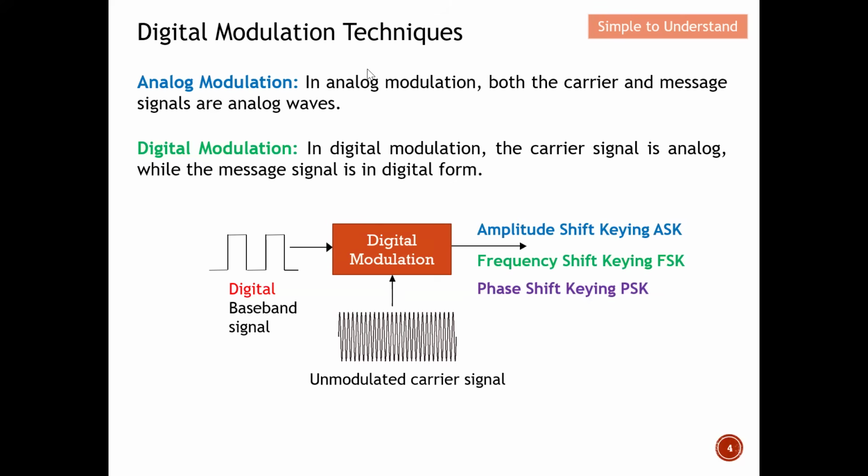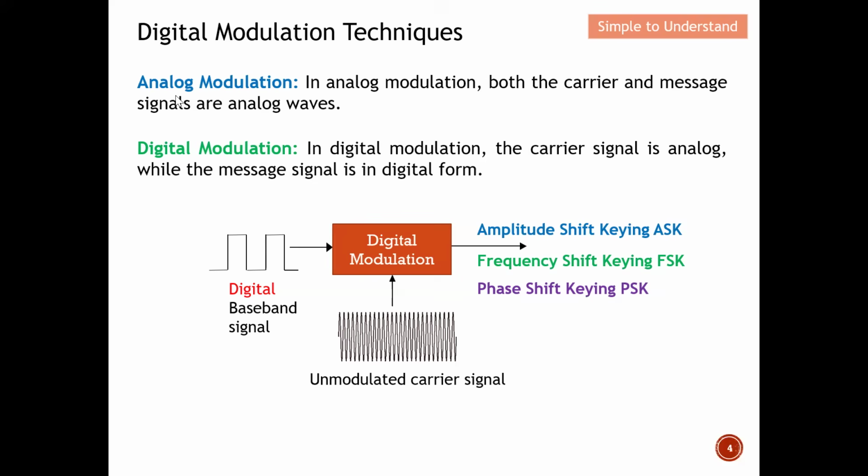If you still recall, under analog modulation, we have amplitude modulation, where the amplitude of the modulating signal alters the carrier signal so as to appear as a modulated signal over on this side here.